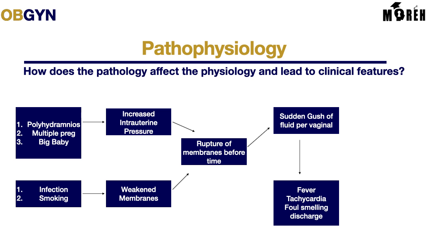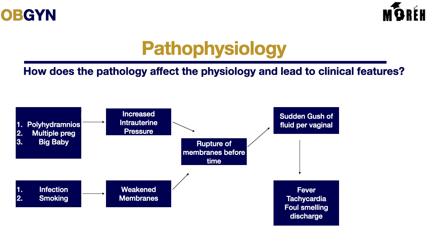Now, what are some of the things that can lead to a weakened membrane? One, infection. The presence of pro-inflammatory cytokines leads to a reduction in the matrix which makes up the membranes. So the collagen is broken down, hence there's reduced strength in the membranes, which is going to lead to a weakened membrane. Also, based on research, there has been found a correlation between smoking and weakened membranes, which lead to premature rupture of membranes.